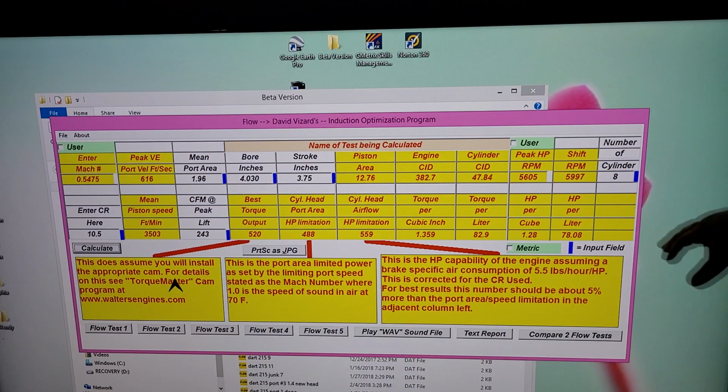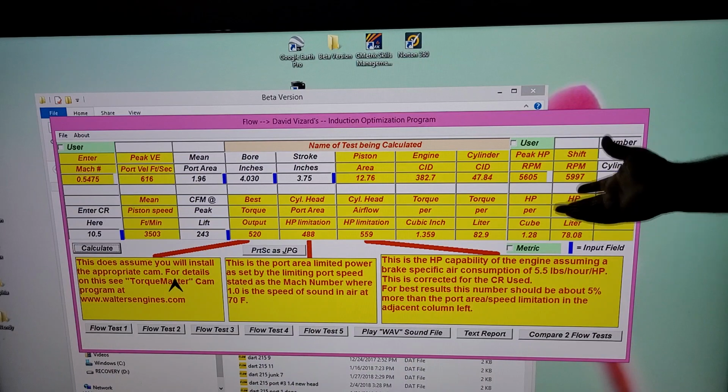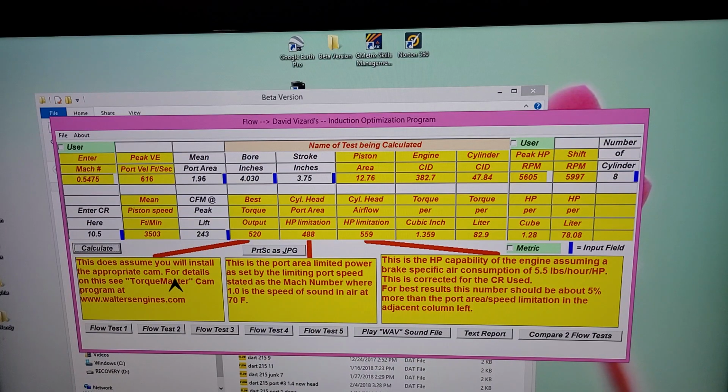Take a look at peak horsepower, 560. Shift speed is 6,000. He didn't want to rev it over 6,500. So I think the way it's sitting now, he asked for 400 horsepower, and I think we're in relatively good shape. All right, guys. Thanks a lot.